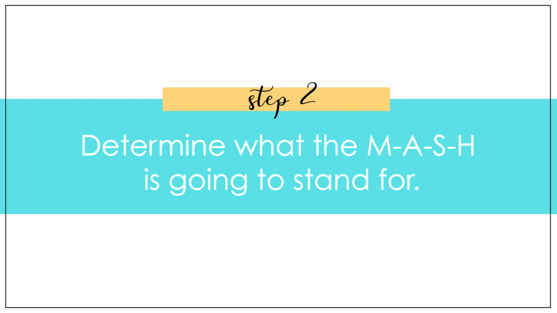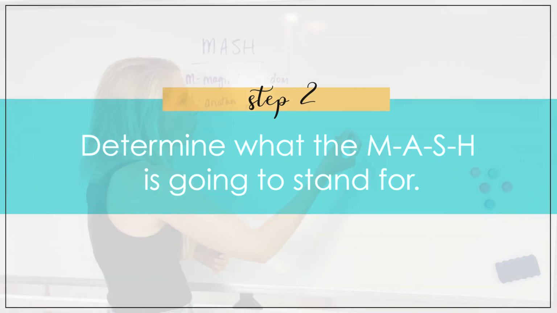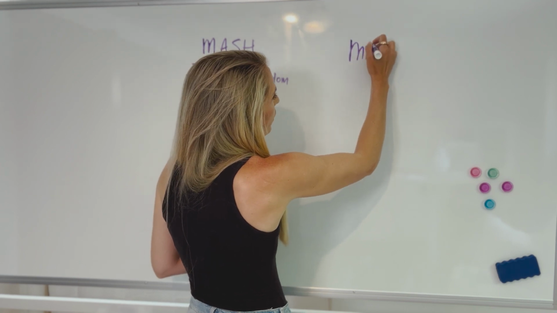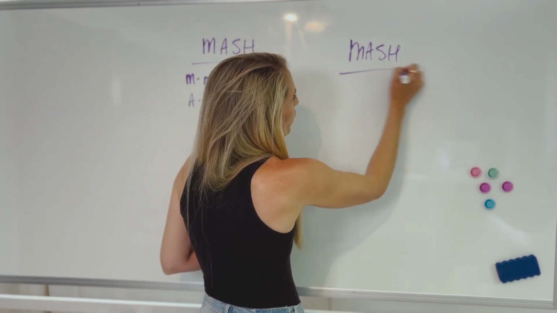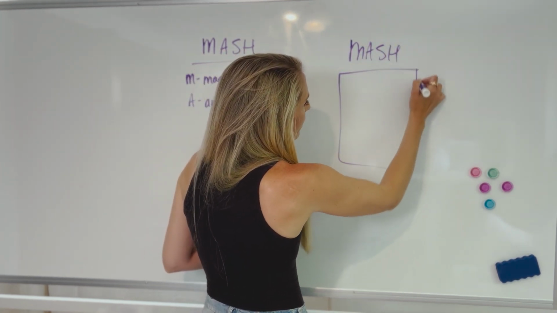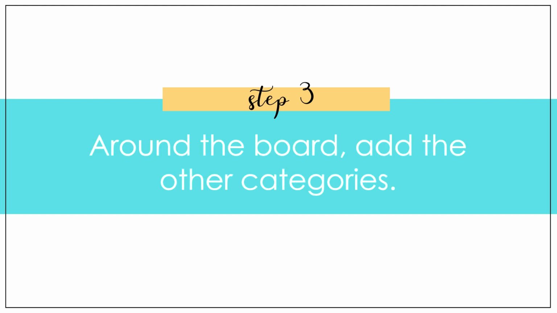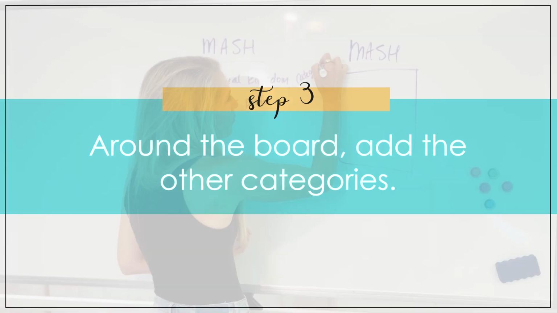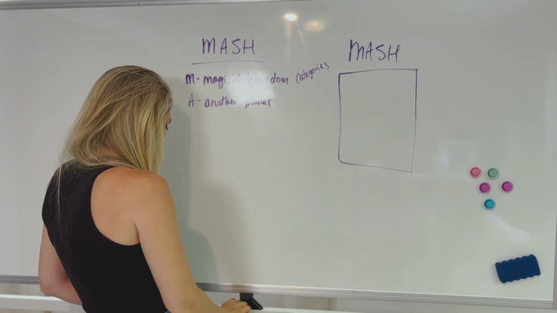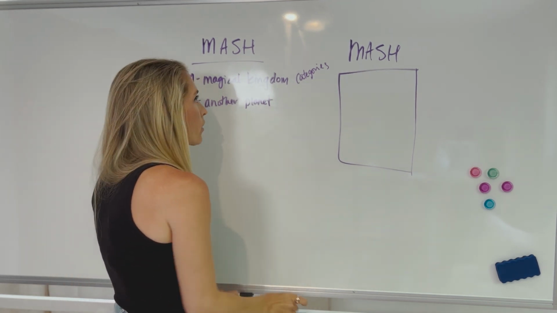So you want to determine what the MASH is going to stand for. You can come up with whatever you want. But then around the board, right? If we have MASH up here and we have our typical board, if you remember from when you were a kid, around the board, we have other categories, okay? And I might even use a different pen for this. But you're going to have other categories around the board.